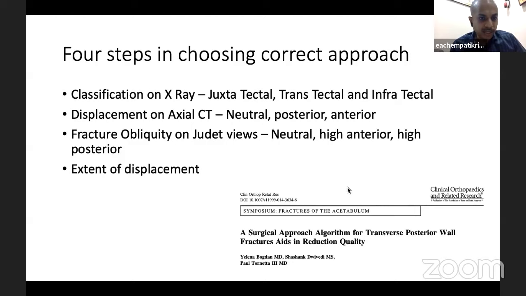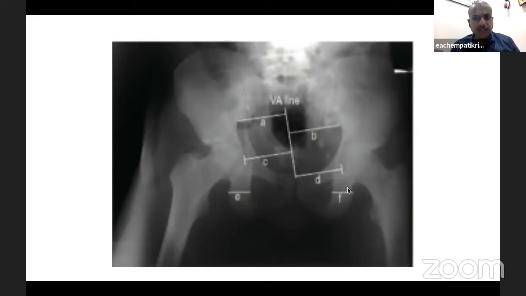The third is the fracture obliquity on Judet views, whether there is a neutral obliquity, high anterior or high posterior. Again, neutral obliquity and high posterior can be dealt with the posterior approach, but the high anterior obliquity definitely may need the anterior approach. And the other thing is the extent of displacement. Now, there is a varying element of medial displacement and rotation of the ischiopubic segment. And this can be measured by the extent of medial displacement as shown in this particular figure.